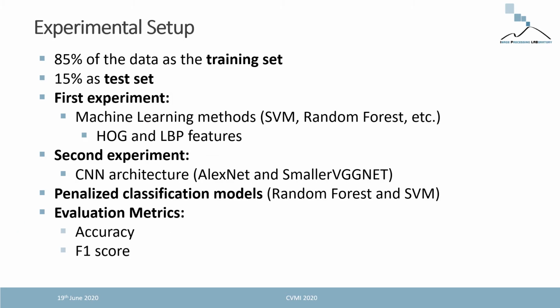In our study, we performed pollen grain classification. We subdivided our dataset by selecting 85% of images as training set and 15% of images as test set. In the first instance, we considered a pool of machine learning methods such as SVM, random forest, AdaBoost, etc. In particular, we extracted the features from images by using HOG and LBP. In the second instance, we used CNN architectures such as AlexNet and smaller VGGNet. To further address the imbalanced dataset, we considered penalized classification models for SVM and random forest to adjust weights inversely proportional to class frequencies in the training data. To evaluate the performance of each classifier, we used the weighted F1 score for quantitative evaluation alongside accuracy metrics.